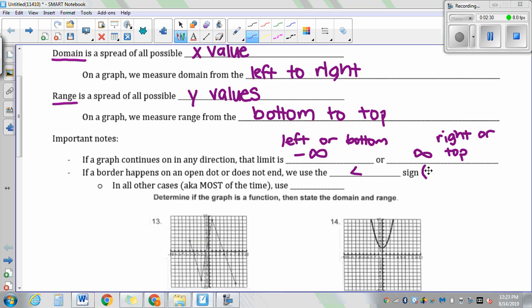That's the one that looks kind of like a capital L slanted. In my notes, I usually write in that this is less than, because I know that sometimes it's easy to get those confused with a greater than sign. In all other cases, so most of the time, if you don't see an open dot or if you see where it ends, you're going to use the less than or equal to.